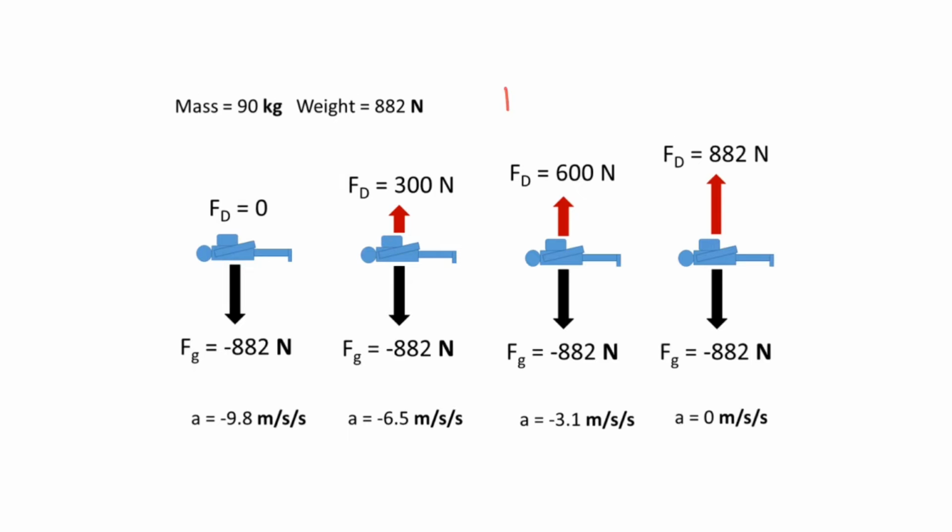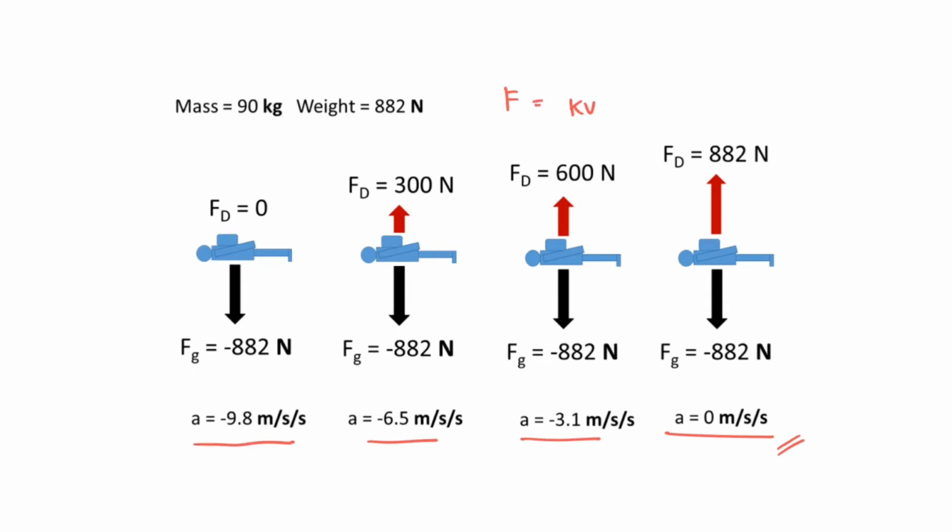So once again, drag force increases as the velocity of the object increases. For the case of a skydiver, the drag force increases as the object falls down because its velocity increases as the object is falling due to the acceleration due to gravity. And if you notice, at the start, where there's no drag force, the acceleration due to gravity is equal to negative 9.8 meters per second squared. And then as the drag force increases, the acceleration also decreases until such time that the acceleration becomes zero.